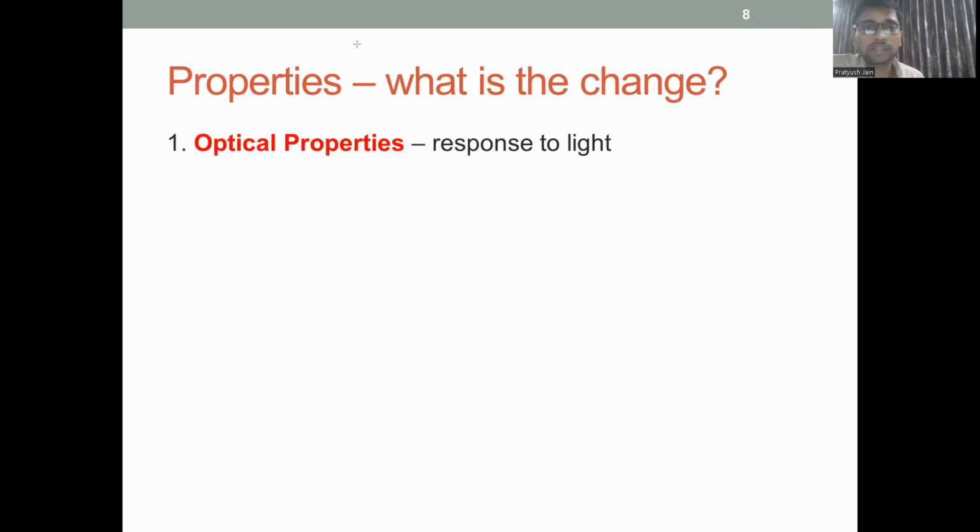Now we have talked about that there is a change in properties. We talked why there is a change in properties. The next question that comes to our minds is, what is this change? Physical properties, chemical properties, biological properties, what is that change? So the first set of properties in which we discuss this change is optical properties, how the nanomaterial responds to light. In that we have some examples.